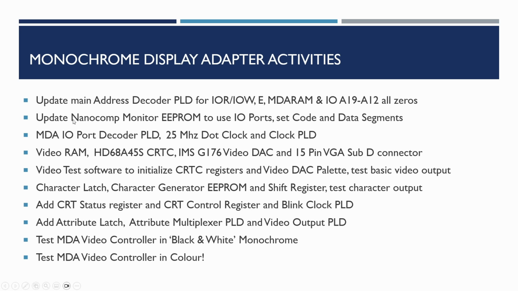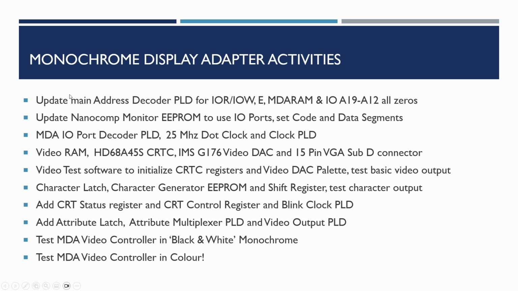We'll then need to update the nanocomp monitor so it uses the IO ports, and I'll also add code to be able to set the code and data segments in the monitor, so we'll be able to look at the whole address range rather than just the top 64K block at the 7000 range. And if we have time, we'll then start to lay out the display adapter board, and we'll put in the IO port address decoder, the 25 MHz VJ dot clock, and the clock PLD. We'll cover the rest of these items as we go through the next couple of videos in the series.